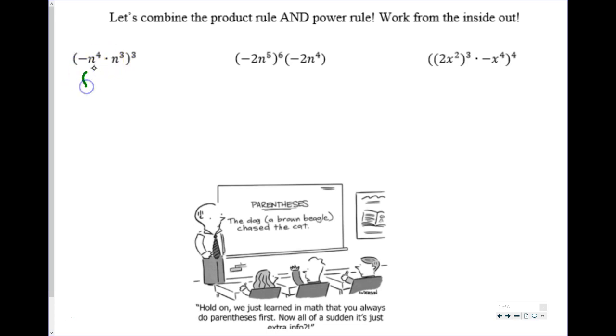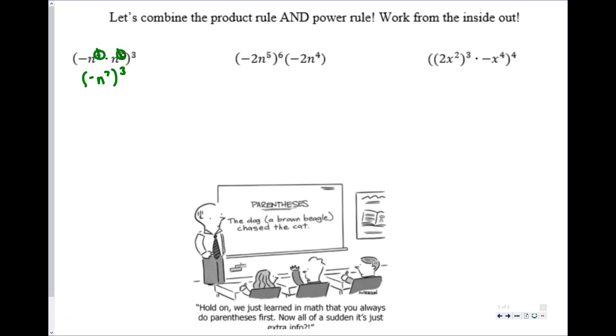Well, negative n to the 4th times n to the 3rd, remember, if you're timesing 2 terms, you add the exponents. Okay, so I have a 4 and a 3 here, so I'm going to have negative n to the 7th. And then you bring it up to the 3rd power. Okay? So I'm going to cancel those out, and now I've just got this 3rd power.